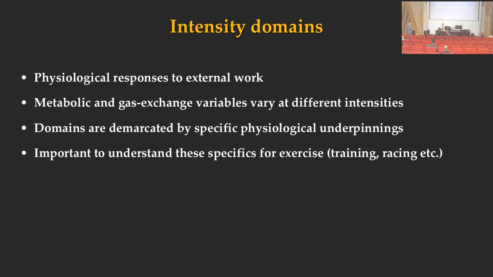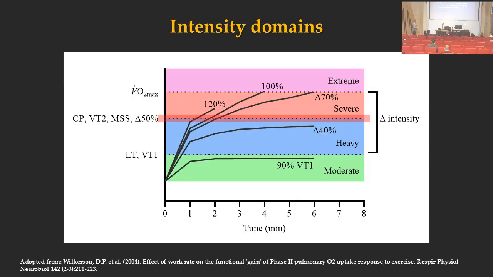So intensity domains. Many of you are aware of exercise intensity domains and what the meaning of exercise intensity domains is, but there is basically a typical physiological response to these domains that is predictable, at least at the whole body measurements, but also at local measurements, we will see in a second. So typically used are gas exchange variables, oxygen consumption at different exercise intensities. And these domains are defined by specific physiological underpinnings, thresholds, whatever you would like to call it. And it's important to have an understanding of these specifics for training and racing.